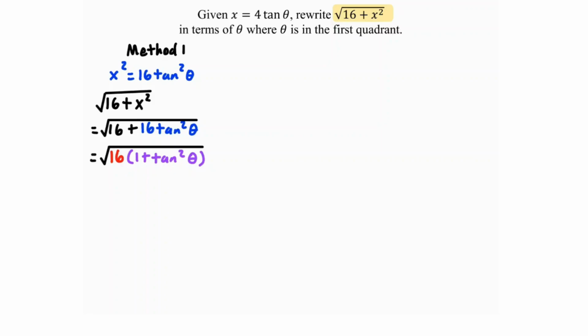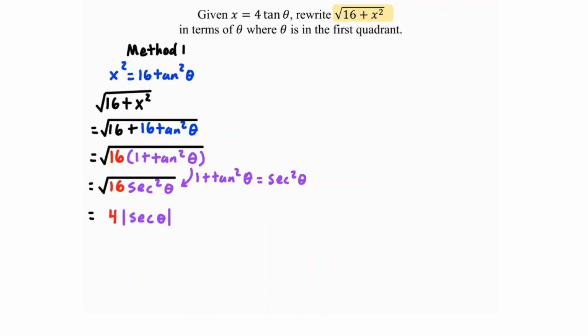Now, from the Pythagorean identity, we have that 1 plus tangent squared theta is equal to secant squared theta. So we'll substitute that in, and we get the square root of 16 times secant squared theta. Now we're going to take the square root. So square root of 16 is just 4, whereas the square root of secant squared theta is the absolute value of secant of theta. Now, since we're also given that theta is in quadrant 1, this means that all 6 trig are positive. So we have secant of theta is always positive.